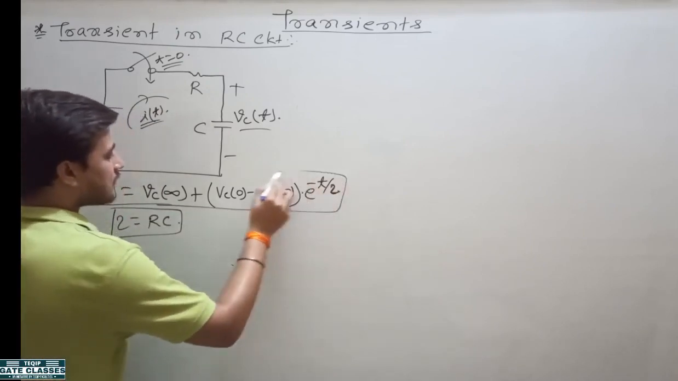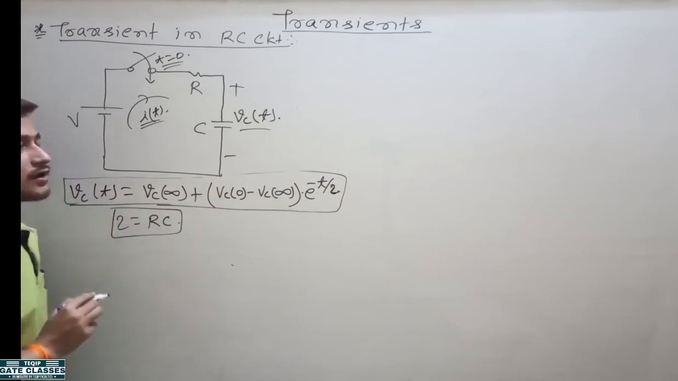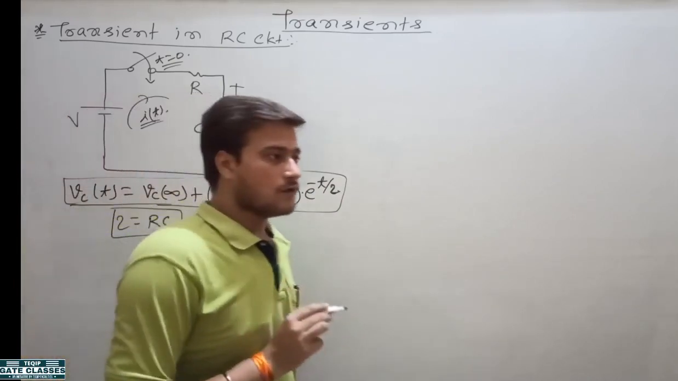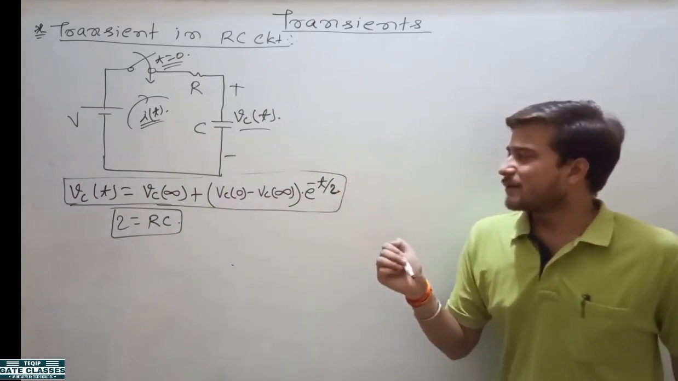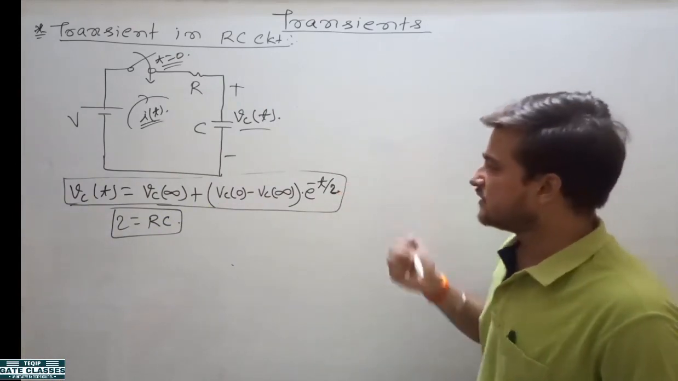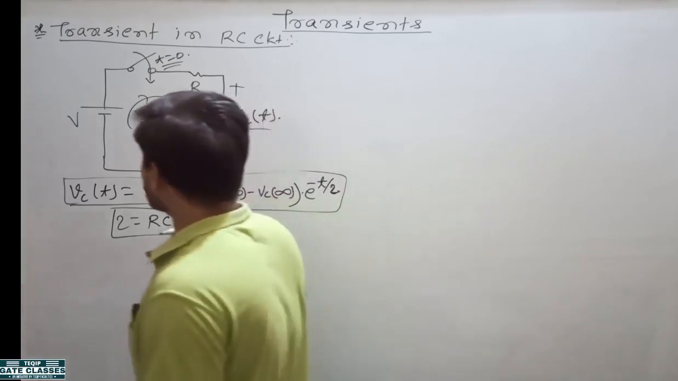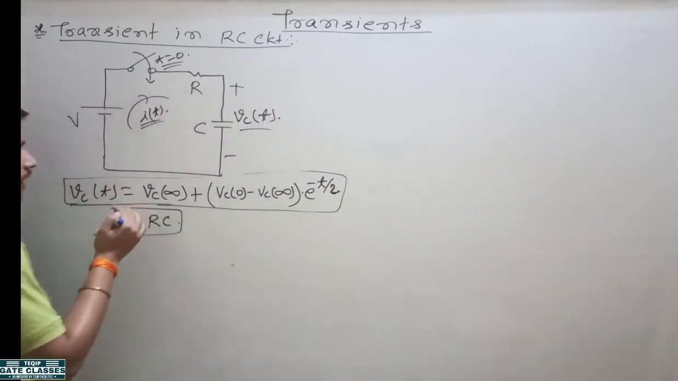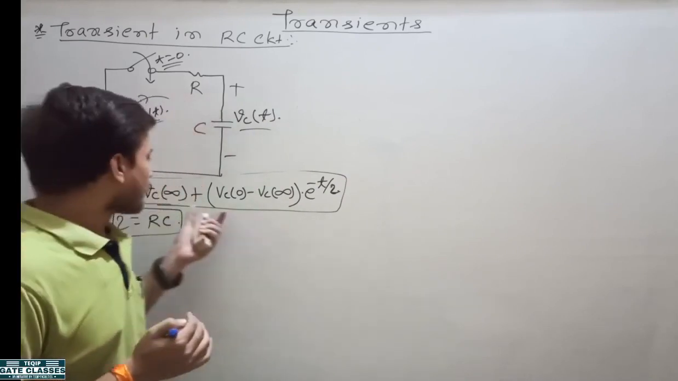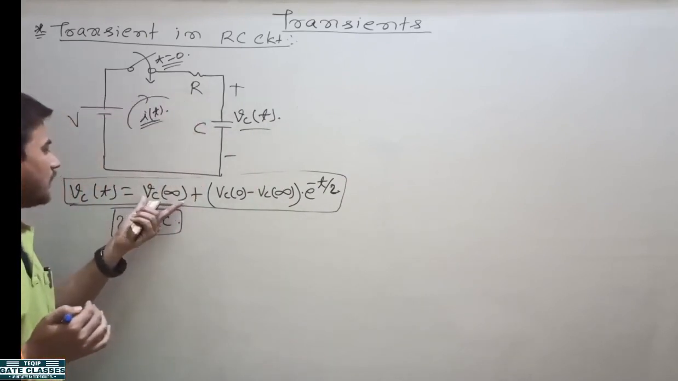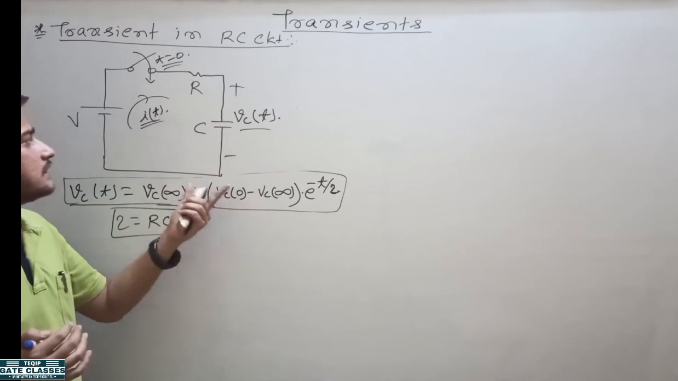This formula is applicable for voltage across capacitor only. Why? Because you know that capacitor does not allow sudden change in voltage. That's why this formula is applicable. So now if you have to find the expression for v_C(t), then what we'll have to do? We'll have to find v_C(infinity) and v_C(0).